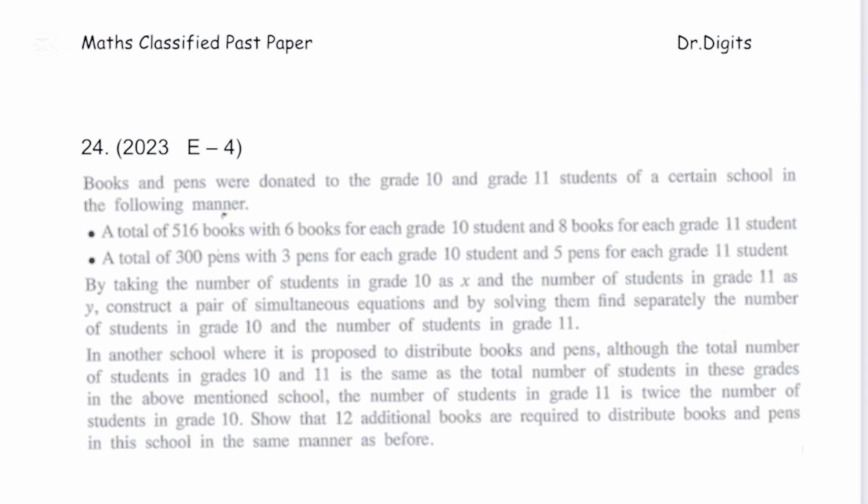So books and pens were donated to the grade 10 and 11 students of a certain school in the following manner. A total of 516 books, with 6 books for each grade 10 student and 8 books for each grade 11 student. By simply reading this, you can understand the number of students in grade 10 is one unknown term, and the number of students in grade 11 is another unknown term, right? The second one: a total of 300 pens, with 3 pens for each grade 10 student and 5 pens for each grade 11 student. I told you to write a small summary, right?